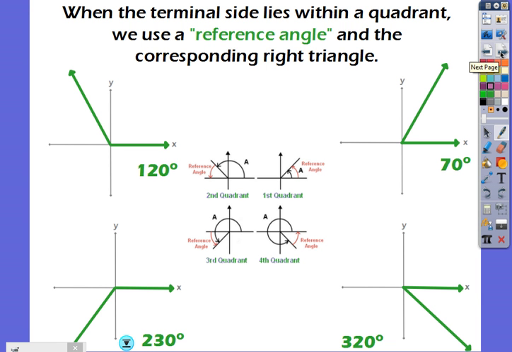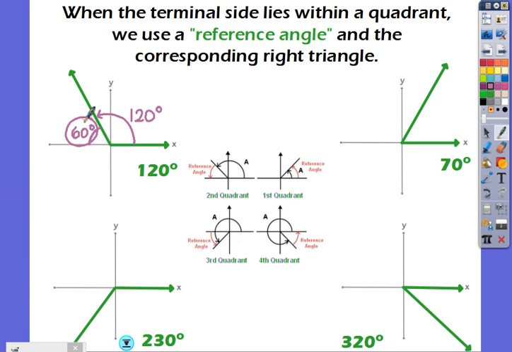Let's talk about when we can make triangles. Let's say we have an obtuse angle like 120 degrees. We can't make a right triangle out of that. So what we're going to do is use something called a reference angle. We always find our reference angle by finishing off that terminal side and seeing how far it is from the x-axis. If this was 120 degrees, our reference angle would be this little angle in here. 180 minus 120 would be a 60-degree reference angle.